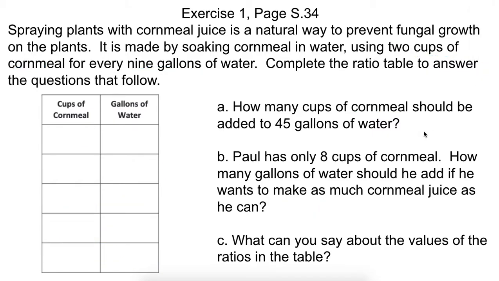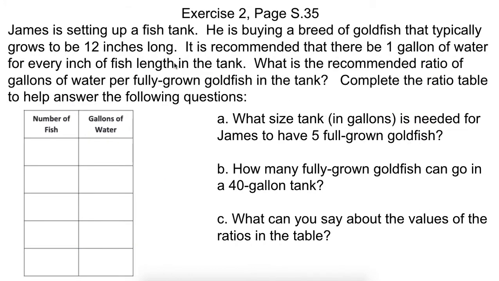Let's go ahead and look at our last one here, okay? James is setting up a fish tank. He is buying to breed goldfish that typically grow up to be 12 inches long. It is recommended that there be 1 gallon of water for every inch of fish length in the tank. What is the recommended ratio of gallons of water per fully grown fish in the tank? Complete the ratio to help answer the following questions. Okay, so let's go ahead.